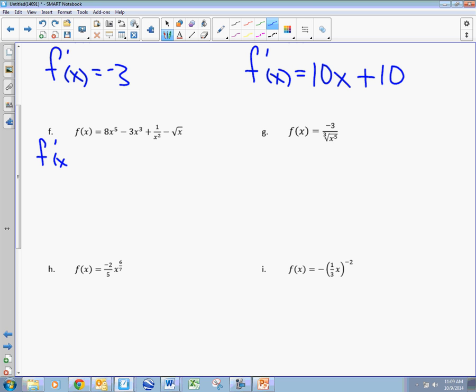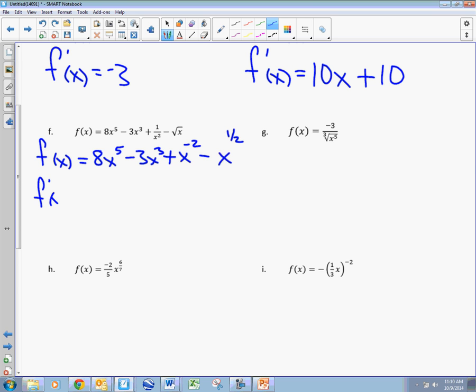F prime of x is equal to, what? First of all, I'm going to rewrite f of x. I'm not going to do f prime yet. 8x to the fifth minus 3x to the third. And then how do I write that? 1 over x squared. Very good. Now it's in a power form that I can use according to my rule. I couldn't before. Minus x to the 1/2 power.